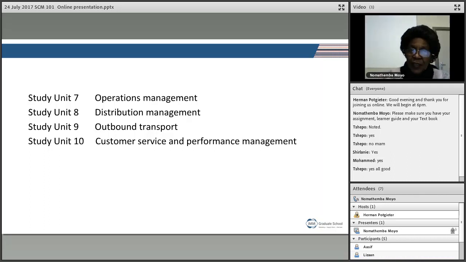Then Study Unit 10 talks about customer service and performance management. We all are aware that customer service is key in any organization. Our aim in supply chain is to try and satisfy our customers. That's our main objective. So we need to up our customer service and performance management. That's Study Unit 10. I have gone through the overview of this.